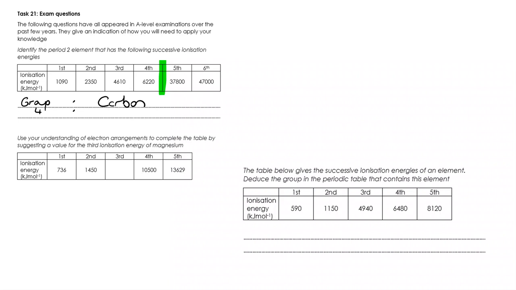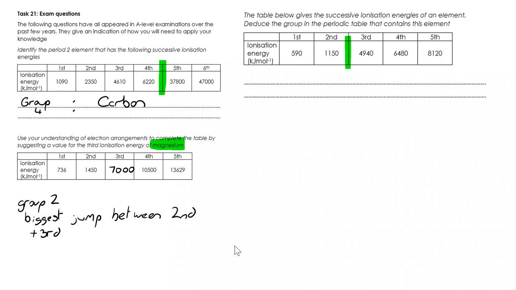On the next one, a slightly different way of dealing with it. We know it's magnesium, which is group 2, so we're expecting the bigger jump on the third ionization enthalpy. So I have got my magnesium, I lose 1 electron, I lose a second electron, my third electron is lost from a lower principal energy level. So I'm going to expect it to be a bigger jump. I'm going to expect it to be closer to 4th than 2nd. I've gone for about 7,000 because then we're going up by around 3,000 each time here.